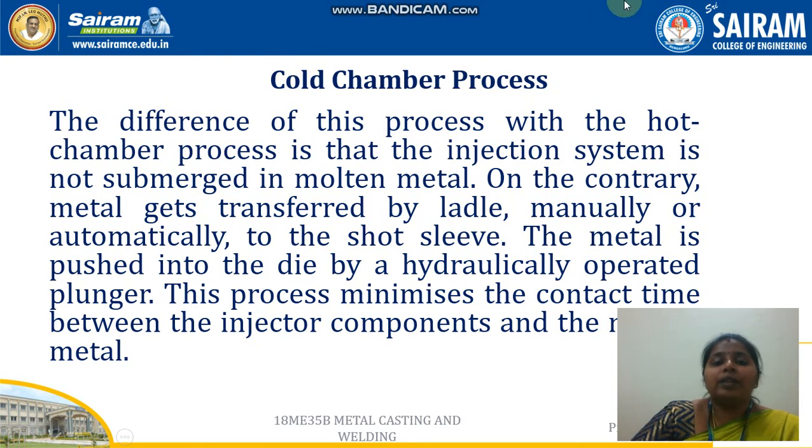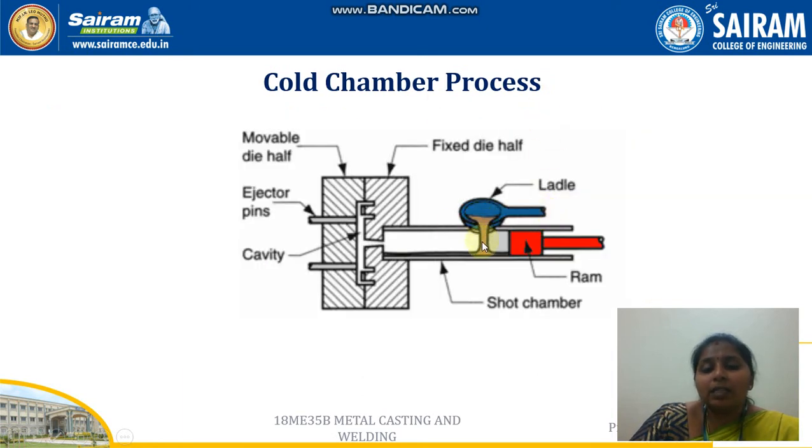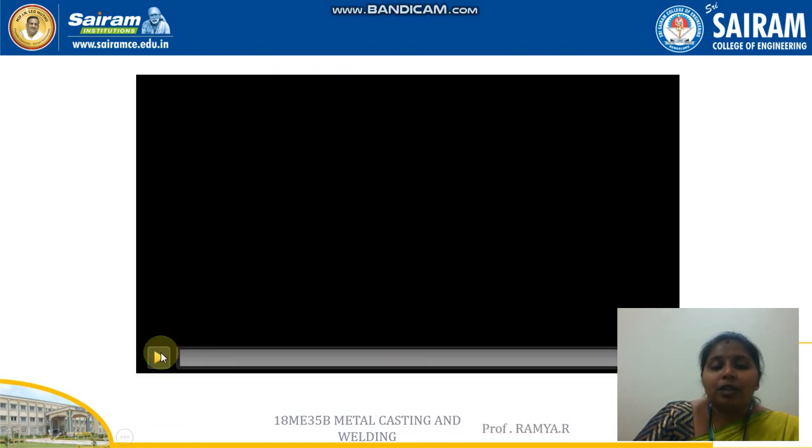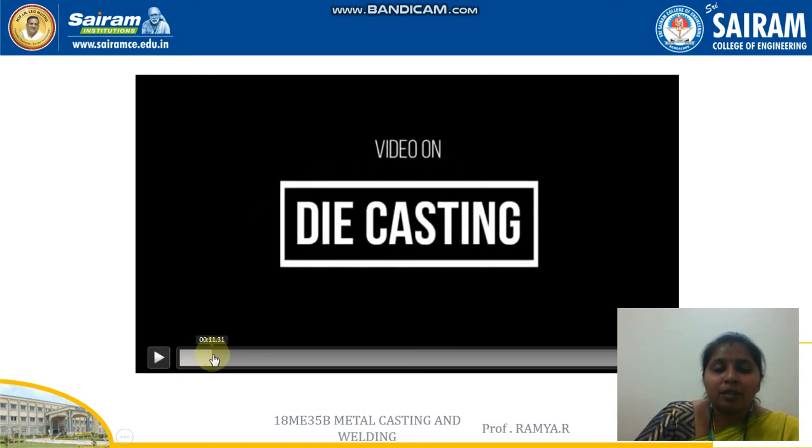So the next one is the cold chamber process. Here in this cold chamber process, there is no melting unit attached with the component. So separately it is melted and the molten metal is transferred to the die with the help of the ladle, and a ram is used to inject the molten metal into the cavity. So here is a video of how the hot chamber and the cold chamber process takes place.